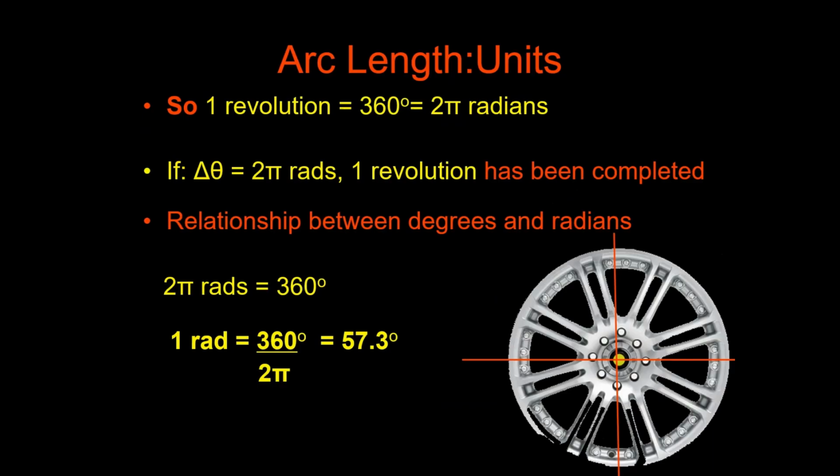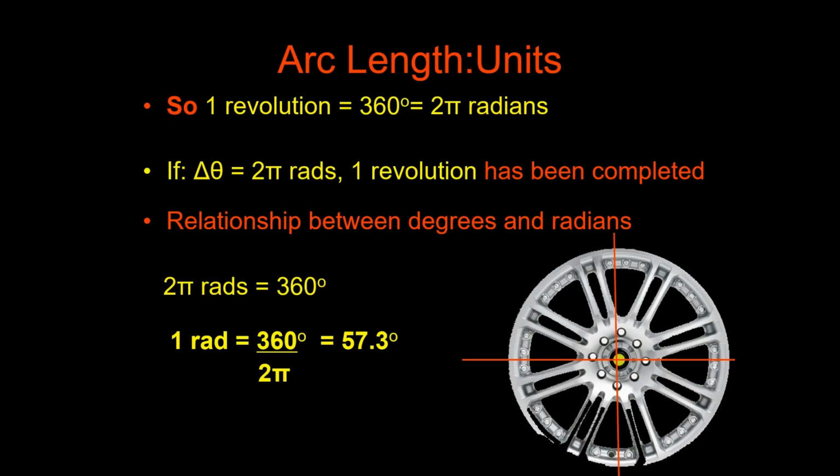So you can see different definitions for revolutions in this class. You might have something described in revolutions, and engineers love to talk about RPM, revolutions per minute, and sometimes you might have to convert that to radians per second in order to make sense in this class. So one revolution of this particular wheel will be 360 degrees or 2 pi radians. If delta theta is 2 pi, one revolution has been completed. If delta theta is 4 pi, your object has gone 2 revolutions. If your object has moved pi, then it's gone half a revolution.